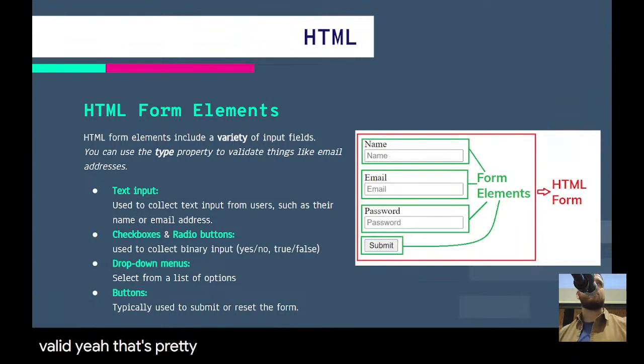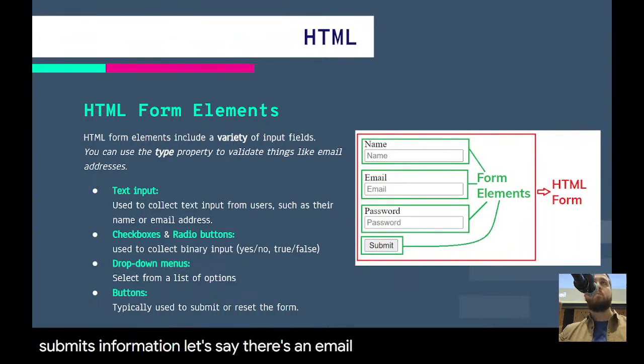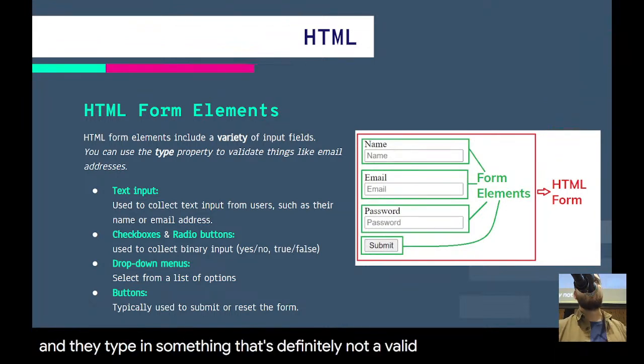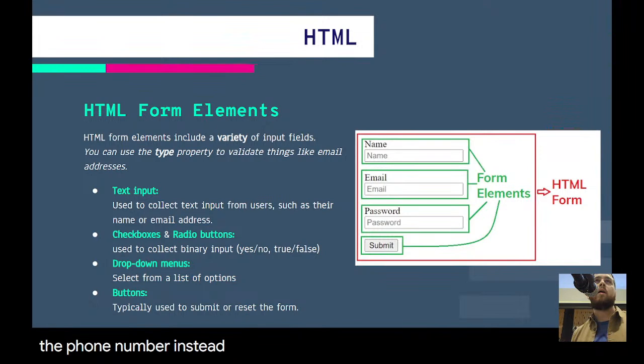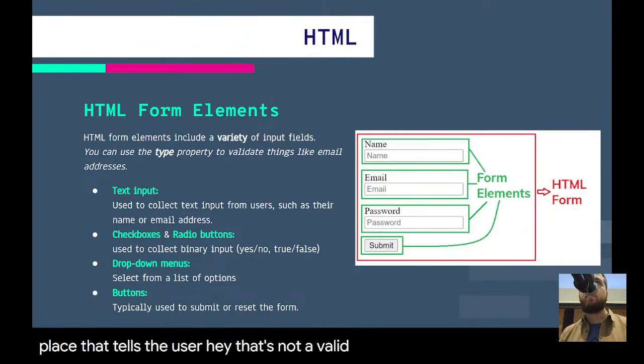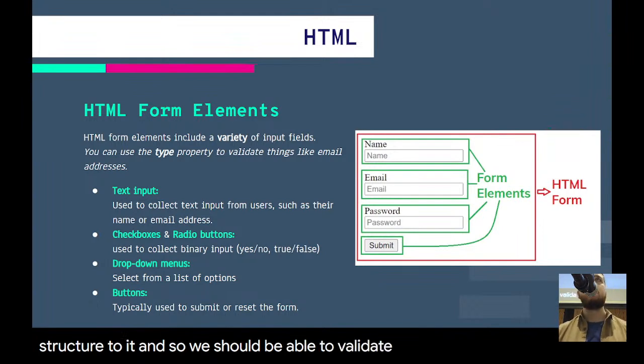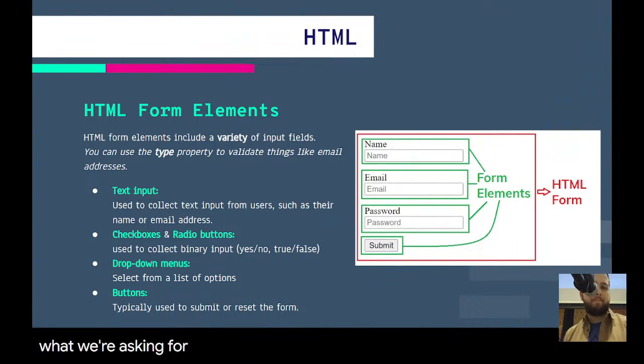Yeah, that's a pretty good answer. Right, so if a user submits information, let's say there's an email box on our form, and they type in something that's definitely not a valid email. Maybe they type in their phone number instead. We as developers should probably have something in place that tells the user, hey, that's not a valid email, please enter a valid email address. Because an email address has a structure to it, right? A phone number has a structure to it, and so we should be able to validate that and see if it's actually what we're asking for.